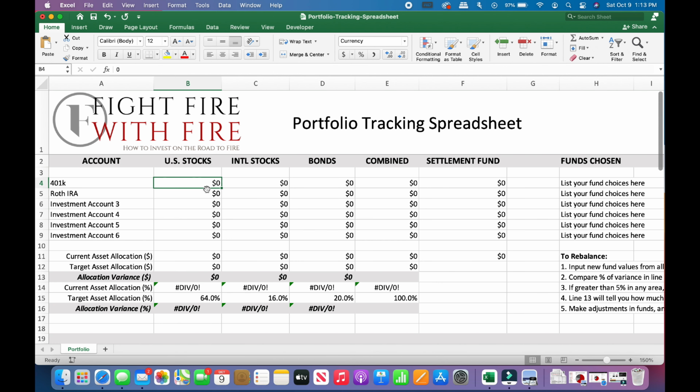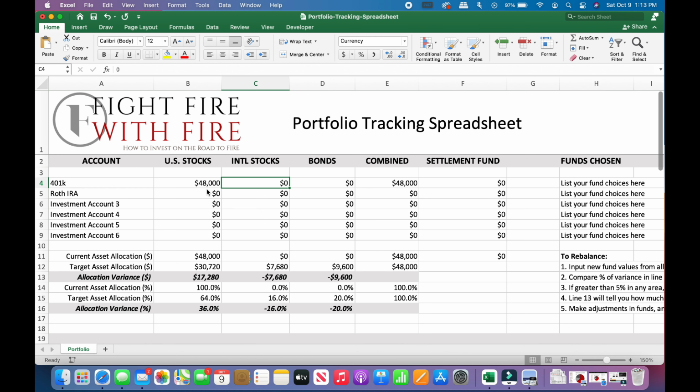So let's go ahead and put some imaginary numbers in here. Let's say we have $48,000 in US stocks inside of our 401k. We have $16,000 in international stocks inside the 401k, and we have $20,000 in bonds inside of our 401k. Let's also say that our Roth IRA is just going to hold US stocks. We're going to aim for that simple portfolio structure. We're going to try and make sure this is streamlined. So we're just going to hold $16,000 in our Roth IRA.